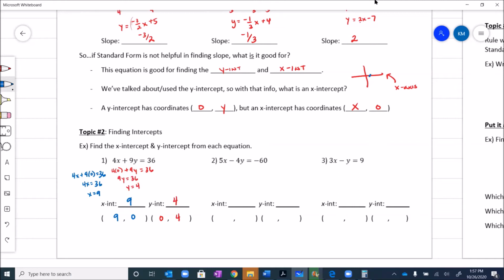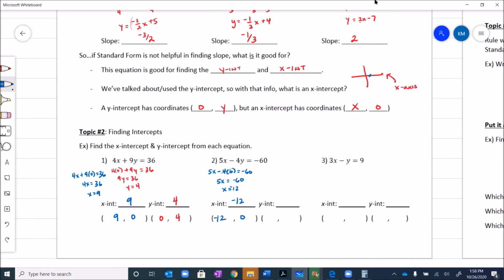Okay, we can try that again on number 2. We'll find the x-intercept first. Again, because we know that our y value is 0, we'll substitute 0 for our y. That equals negative 60. That gives us 5x equals negative 60. Basically, kind of get rid of that altogether, right? Divide by 5. X would be negative 12. So our x-intercept is at negative 12, 0.